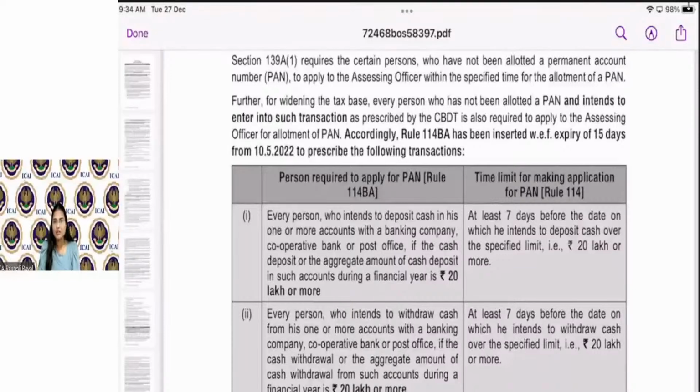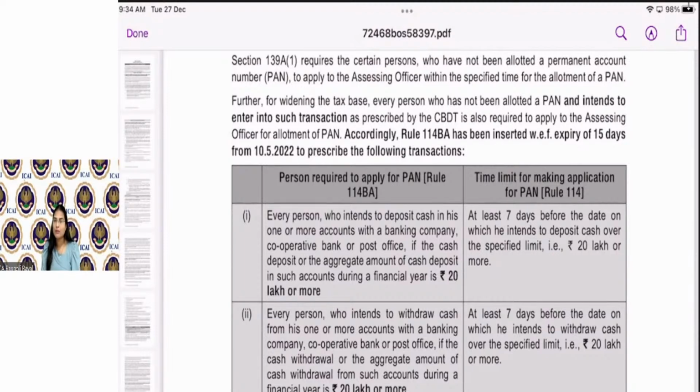So every person who intends to deposit cash in one or more bank accounts with a banking company, cooperative bank or post office, if the cash deposit or aggregate amount of cash deposit in such accounts during a financial year is 20 lakh or more. So if you want to deposit 20 lakh or more in your bank account, then you have to make an application for PAN and you have to provide your PAN to the bank.